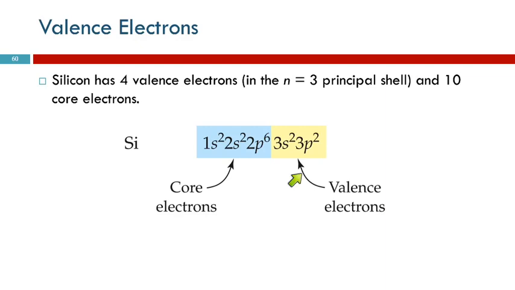So there's 4 valence electrons. There's 2 in the 3s and 2 in the 3p. The rest of these electrons are the core electrons. So we've got 4 valence electrons. And how many core electrons? 10. How many electrons does silicon have? 14. Any questions?